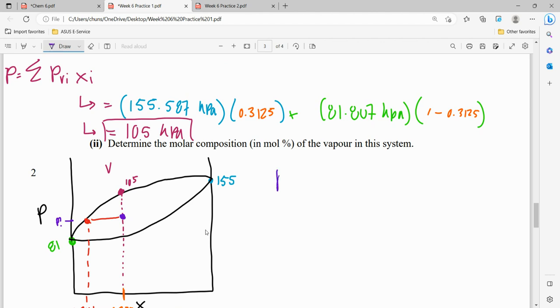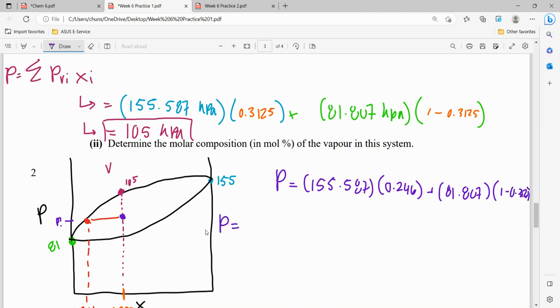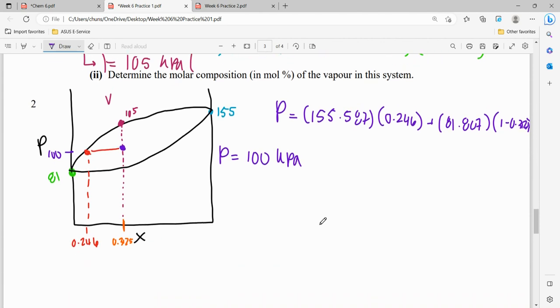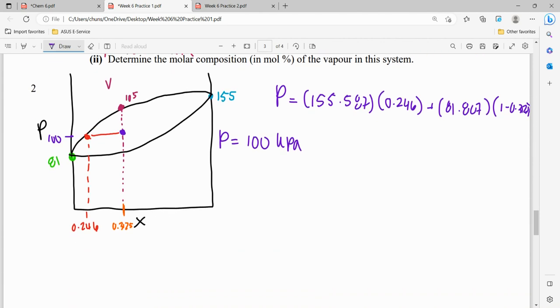So we want our total system pressure, and this is times 0.246 plus 81.807 times 1 minus 0.3125. And this gives us about 100 kilopascals. So that is what goes into this point here. Okay, so at 100 kilopascals, we want to find the molar composition of our system.